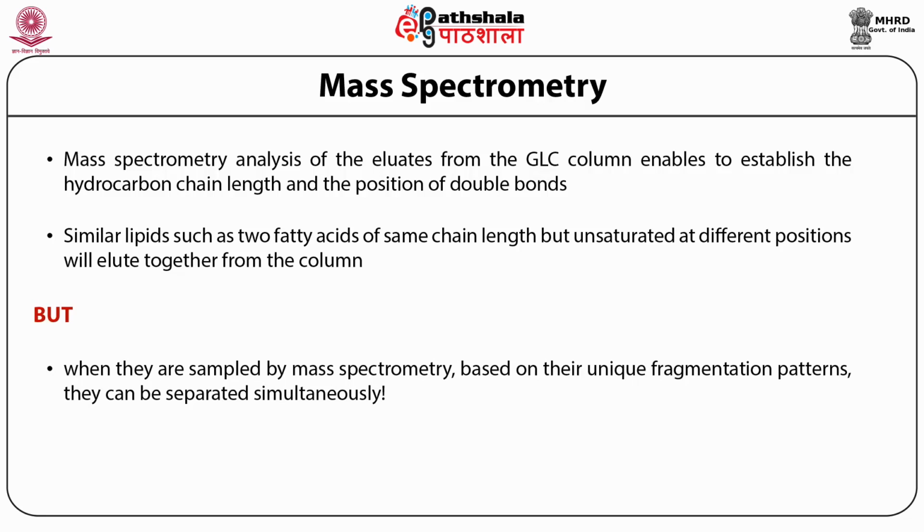So what I mean to say here is that if there are two fatty acids that have the same chain length and also the same degree of unsaturation, but they only differ in the positions of the double bond in their chain, you will be able to identify them by the unique fragmentation pattern that would be generated when they pass through the mass spectrometer.